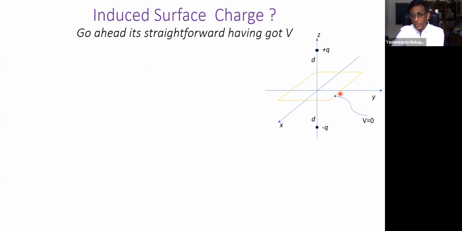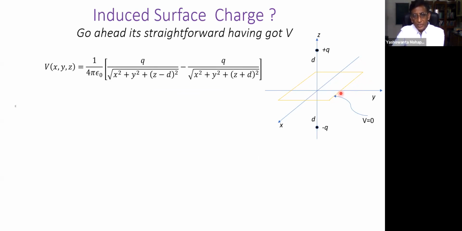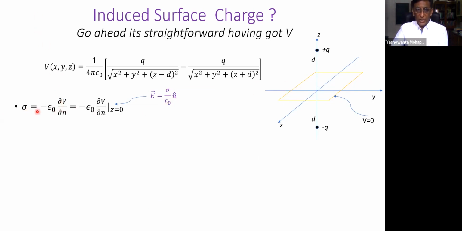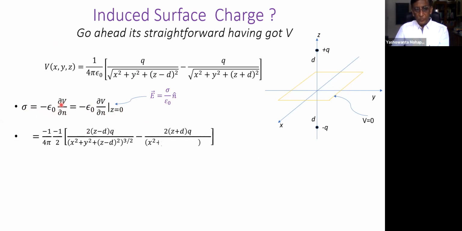We know V, so how do I calculate that? I just wrote V down in the last slide. Sigma by epsilon naught is nothing but del V by del n in the normal direction. So sigma is minus epsilon naught del V by del n. That is the boundary condition that we know. Since I know V, I can always calculate this.